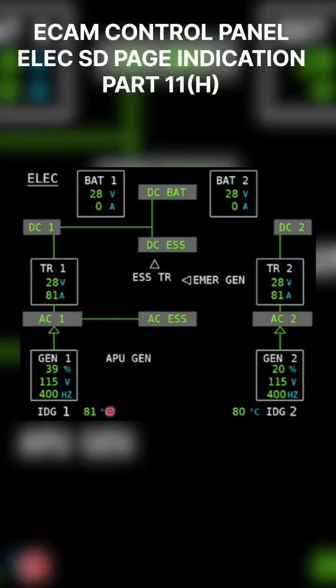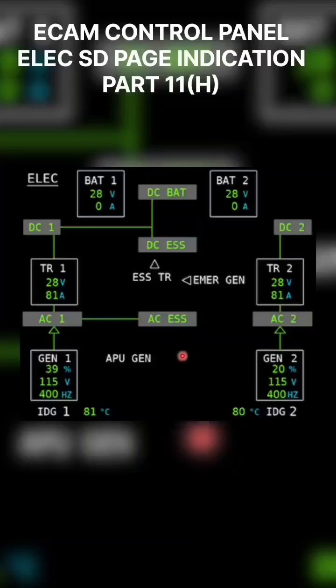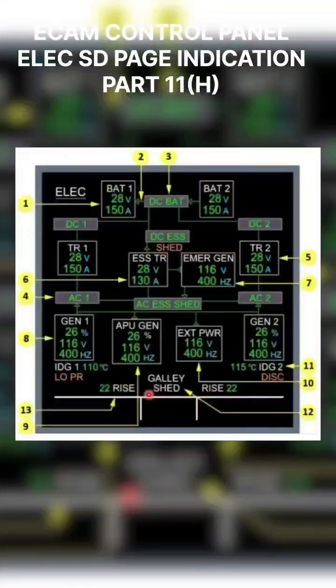And external power has priority over the APU generator. Suppose you have external power and you have also started the APU, still the APU will not supply the whole network because external power is available. So once you select external power off, then automatically the whole network is taken care of by the APU.